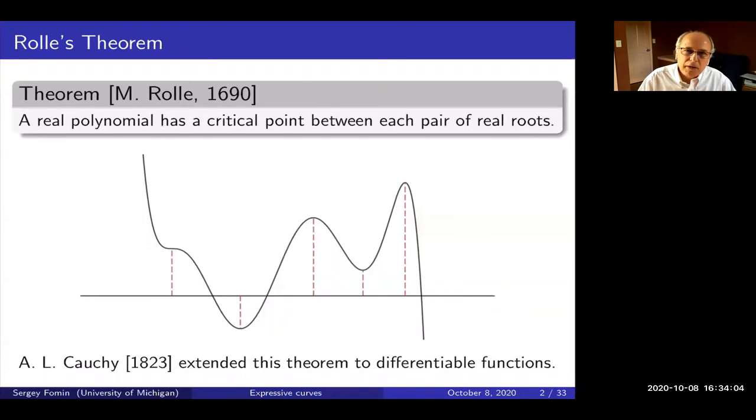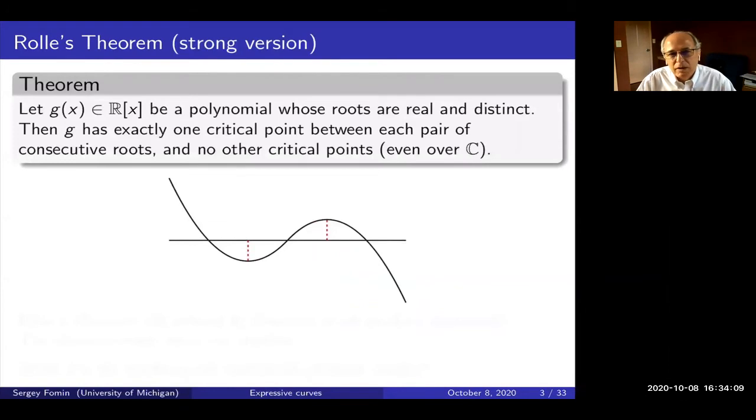So here is a strengthening of Rolle's theorem, a stronger version. Suppose that our polynomial is known to have real and distinct roots. It's a real polynomial still, but we are viewing it as a complex polynomial. By the fundamental theorem of algebra, it has roots, and suppose that all the roots are real and furthermore distinct. Then not only do we know that there is one critical point between each pair of consecutive real roots, but this gives an exhaustive list. There are no other critical points, even over C. So in some sense, we can completely describe the locations of critical points.